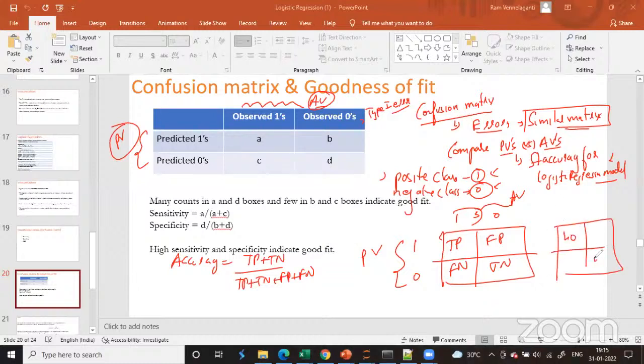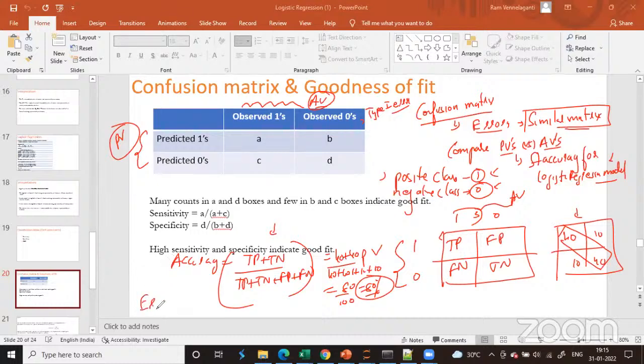So what is the accuracy for this confusion matrix? 40 plus 40 divided by 40 plus 40 plus 10 plus 10. What is the answer? 80 by 100. It is 80% is your model's accuracy. So write down this formula: TP plus TN by TP plus TN plus FP plus FN. That is the formula for accuracy.